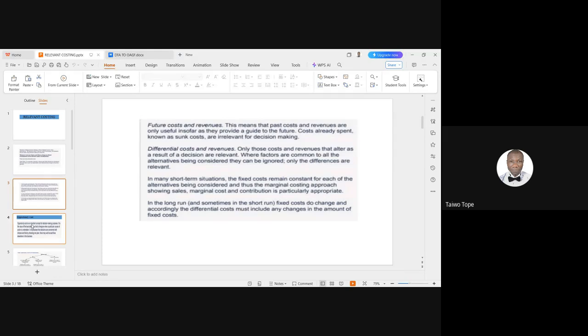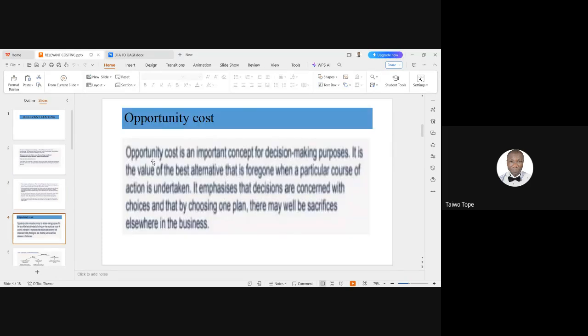But when we talk about opportunity cost, it is an important concept for decision-making purposes. Yesterday I said opportunity cost is a concept that usually gets students confused, but we won't allow you to get confused. We try and walk over it. It is the value of the best alternative that is forgone when a particular course of action is undertaken.